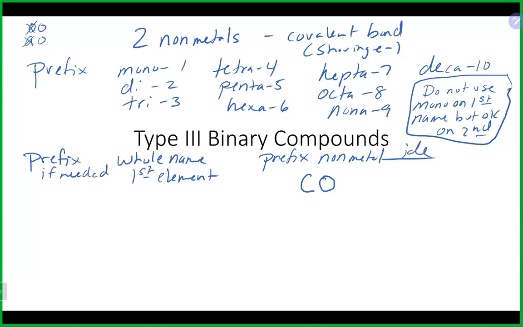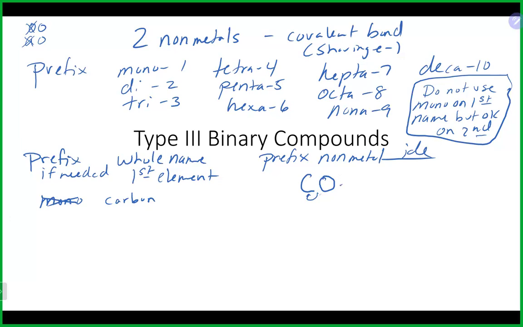Again, two nonmetals. So all we have to do is take a look at it and figure out how many of each we have. How many carbons do I have in this case? One, right? Nothing written there means there's just one carbon. And the prefix for one is mono. And obviously the first name there is carbon. Do I use mono on the first name? I don't. So no mono on this one. It's just carbon. We go now to the second element, which is oxygen.